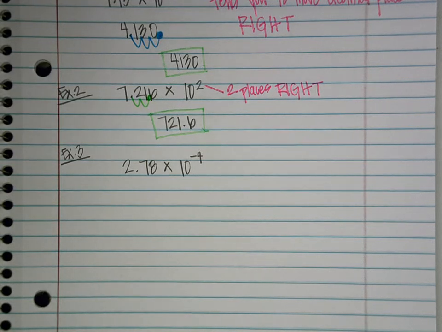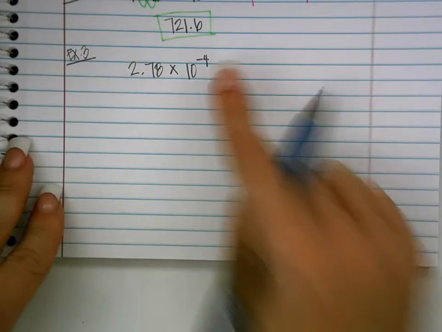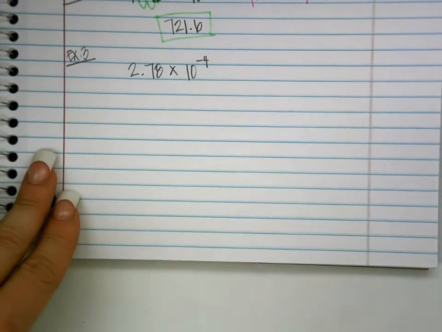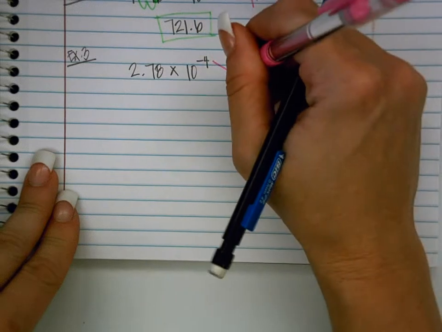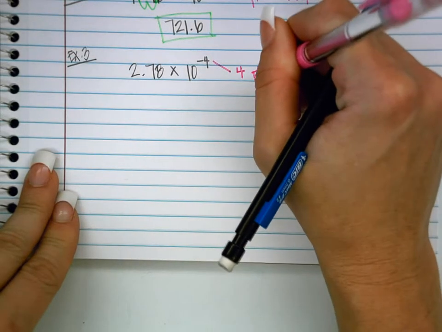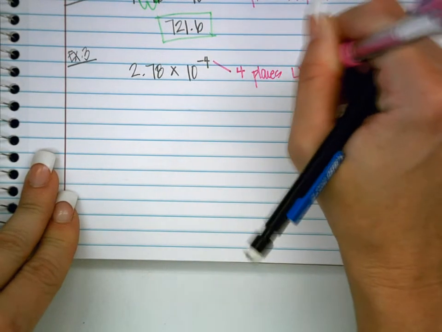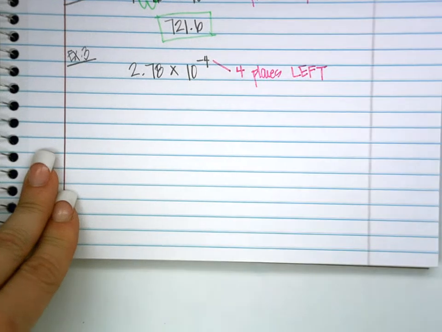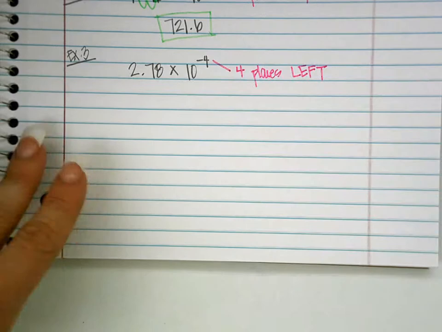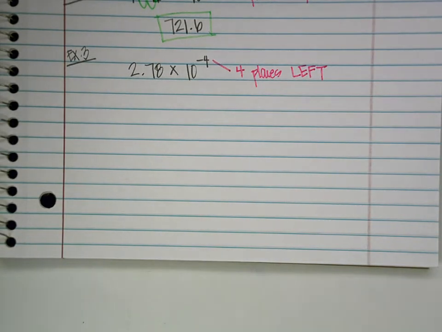Now, this one looks a little bit more tricky, okay? What do you think that negative 4 tells you? Move to the left. So here we're going to move 4 places left. Okay, so it's just like on a number line. A positive number would tell you move to the right, and a negative number tells you move to the left.